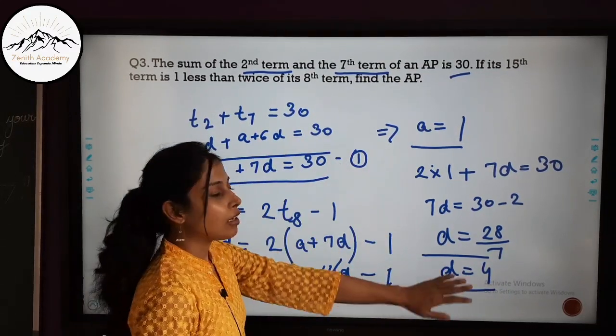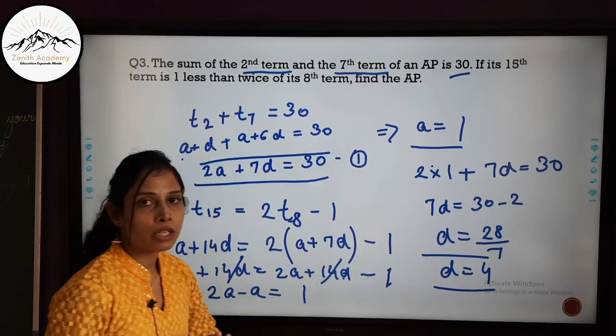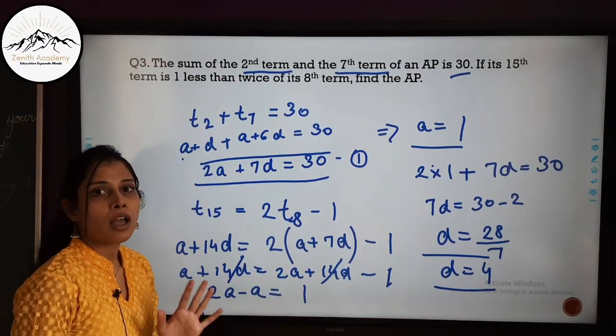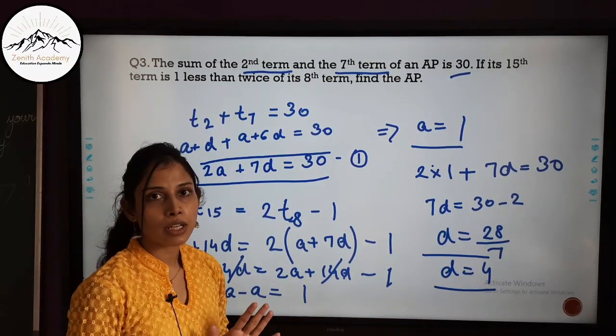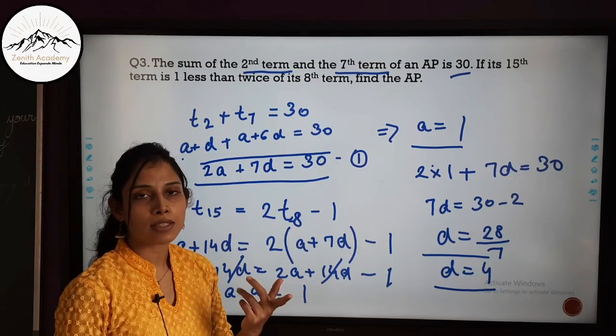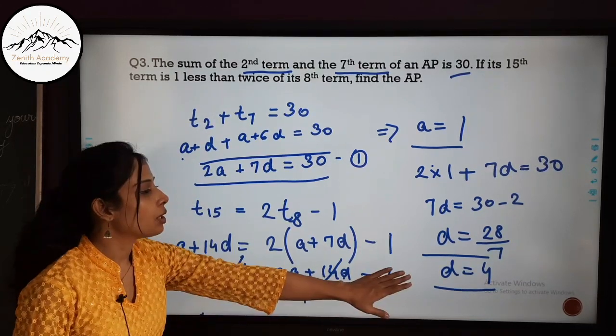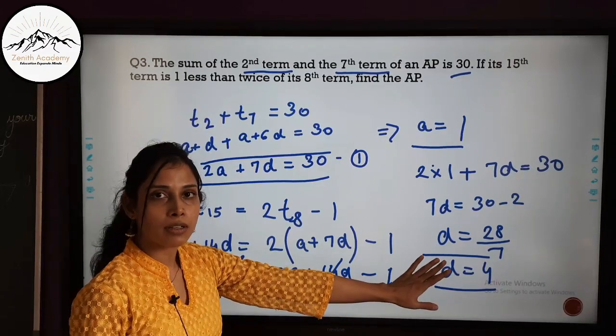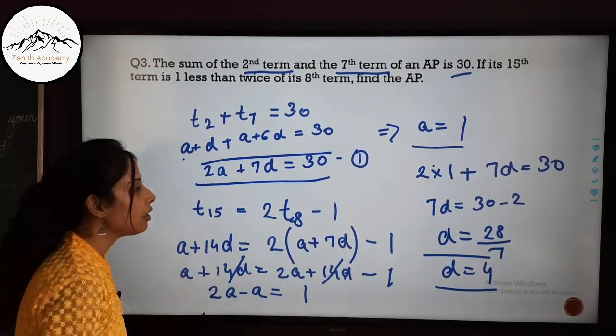Now we know A and now we know D. So we need to find out the arithmetic progression. We have learned the general terms of the arithmetic progression: A, A plus D, A plus 2D. So we'll put A and D in the similar terms and find the AP.